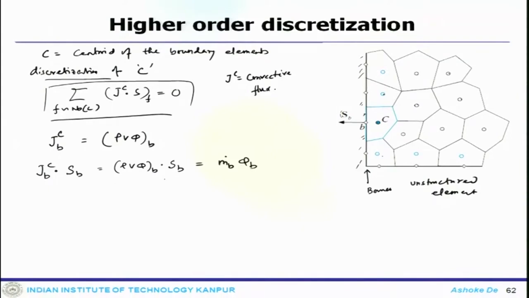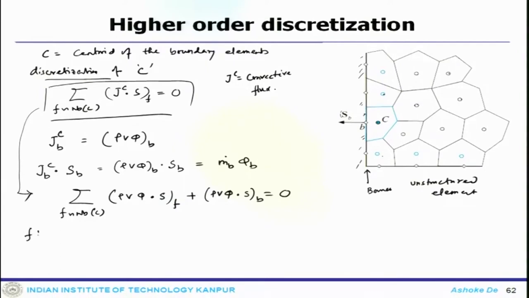Now if you implement this in the discretized system, this becomes the surface integration of rho v phi dot S at the faces plus rho v phi dot S at B equals 0, where f refers to, maybe one can say this is f1, all the interior faces. For this particular element C, this one and this one are the interior faces, and the fifth face is the boundary face.